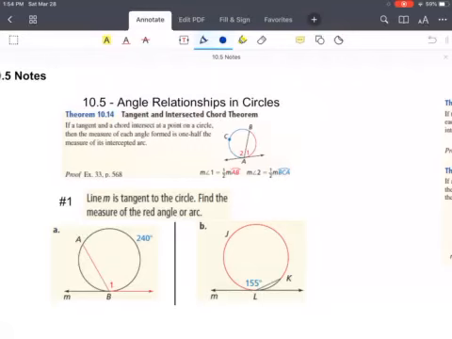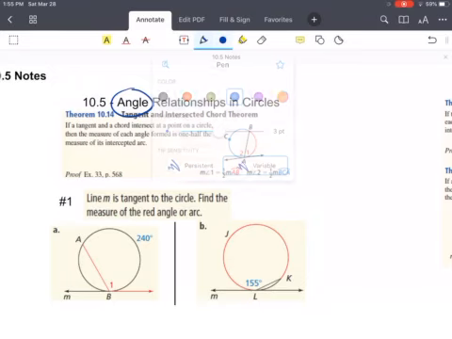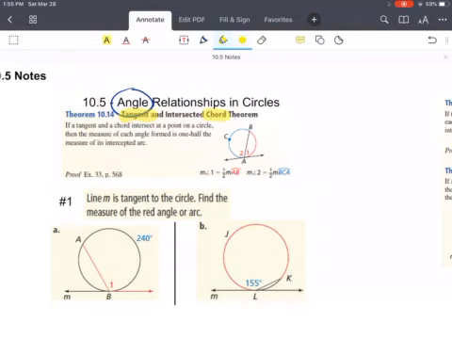All right, today we're going to talk about 10-5, which is a bunch of different angle relationships in circles. Really pay attention to how these angles are formed and understanding the vocab that is going on. The first one is a tangent and a chord that is creating the angle.